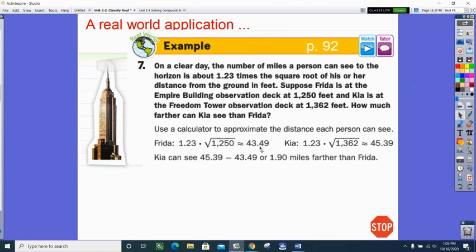She can see about 43.49 miles. Kaya, who is further up, when I do the same math, 1.23 times the square root of her height off the ground, can see a little bit further. How much further? When you hear that how much further here, we're going to take the bigger minus the smaller. So Kaya, by going up that extra little bit, can see almost 2 miles farther, 1.9. So this is just an example of one of the places that square roots are used.